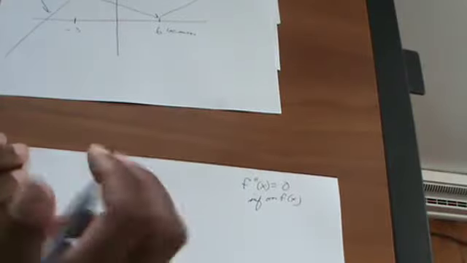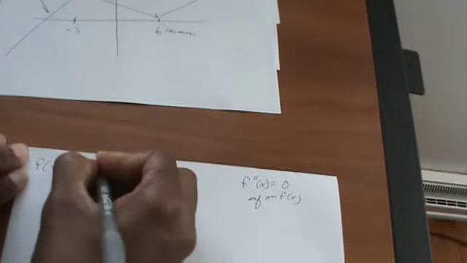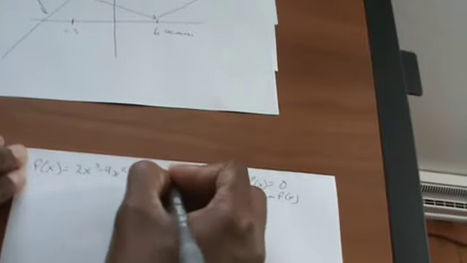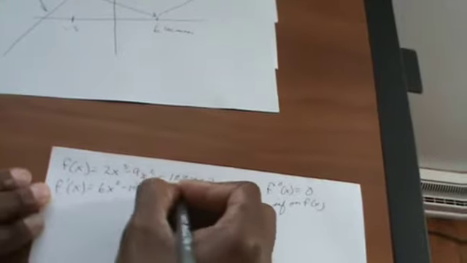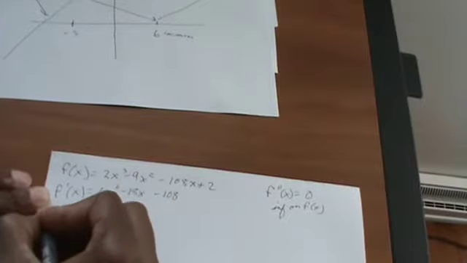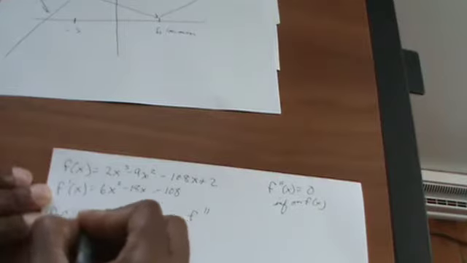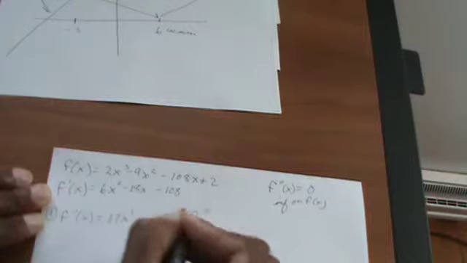All right, so let me look at my original function, and I'm going to just write down what I had before. This was 2x cubed minus 9x squared minus 108x plus 2, right? And we already took the derivative and found out that was 6x squared minus 18x minus 108. Okay, let's take another derivative. So in order to do the second derivative test, the very first step is to take the second derivative. So f double prime of x then equals 12x squared minus 18.